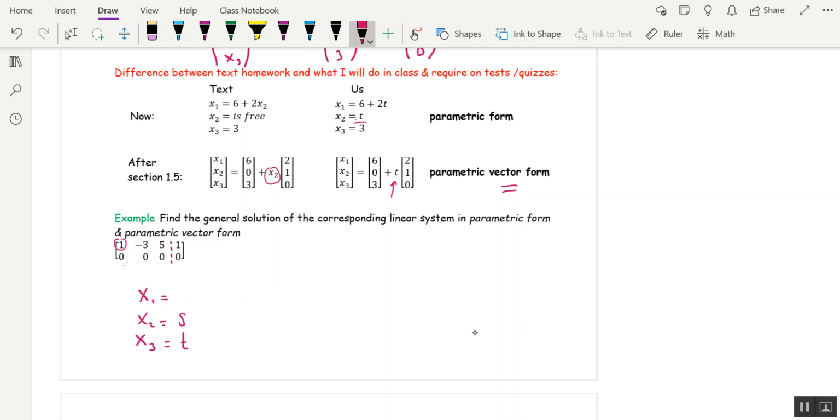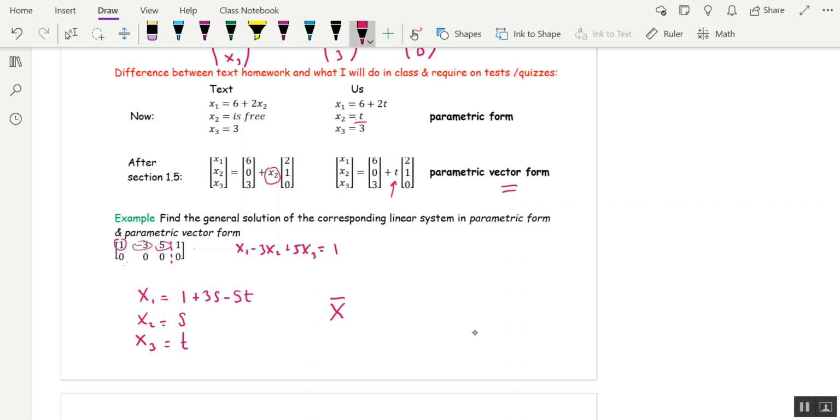In fact, when I read this, think of this as an equation. This equation reads x1 minus 3x2 plus 5x3 equals 1. So if you solve for x1, you get 1 plus 3s, because x2 is s, minus 5t. So when you're solving for x1 on that last equation, all of these numbers here are going to change sign when they move to the other side of the equals. So it's a -3 on this side, +3 over here. So this is parametric form.